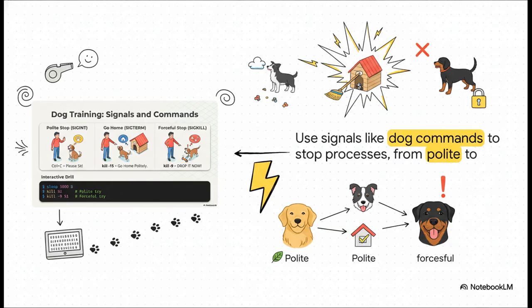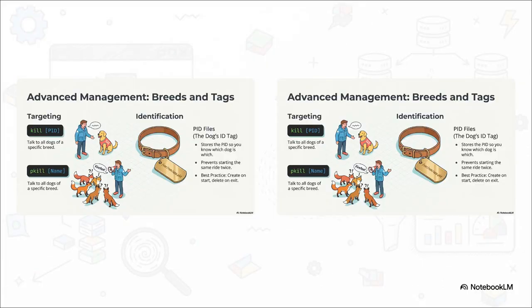First, you can try the polite approach, a gentle request to stop, which is like asking it to sit. If that doesn't work, you can use a firmer signal, one that tells the ride, okay, time to pack up your things, clean up, and shut down. And then, for those real emergencies, you have the drop it now command. It's not a request, it's an immediate forceful shutdown. No questions asked. And you have 2 ways to deliver these signals.